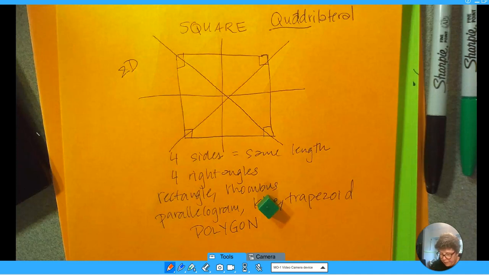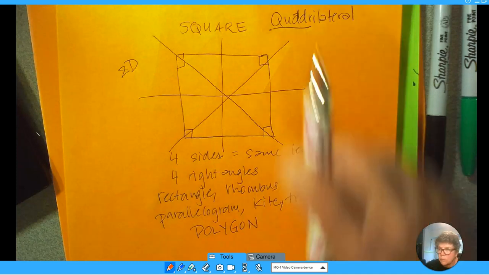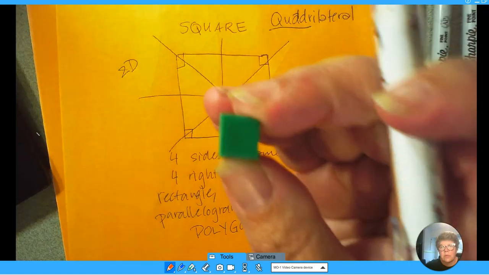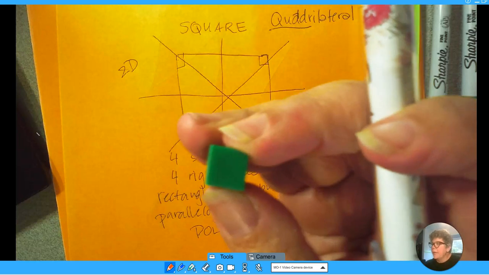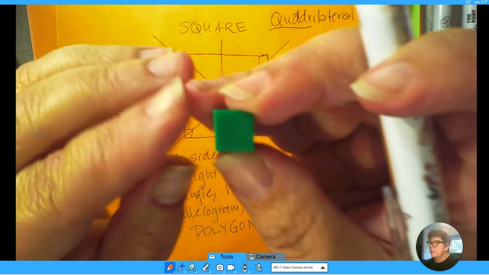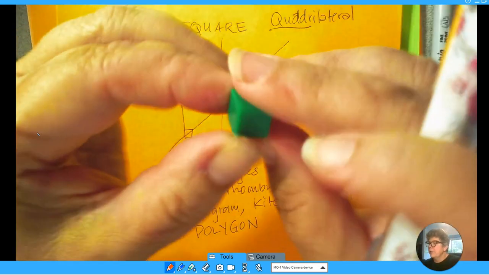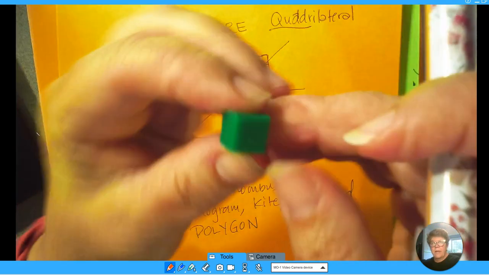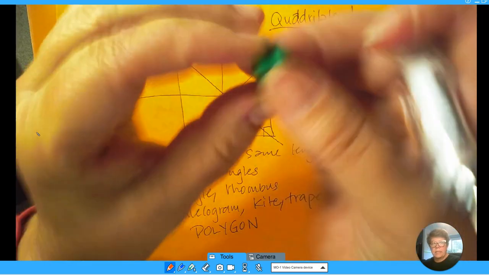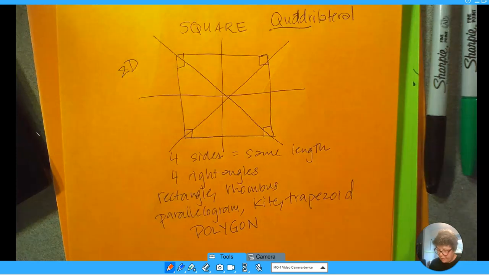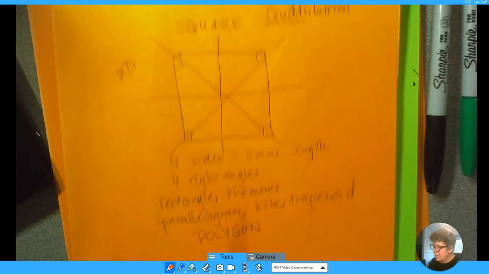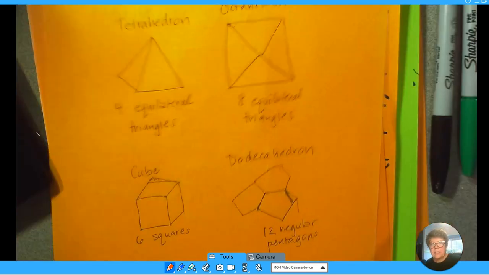What shape are the faces of the cube? Squares, yes, very good. And how many faces does the cube have? 1, 2, 3, 4, 5, and 6. So a cube has 6 faces. Now that's just one of our platonic solids. Let's look at some more platonic solids.